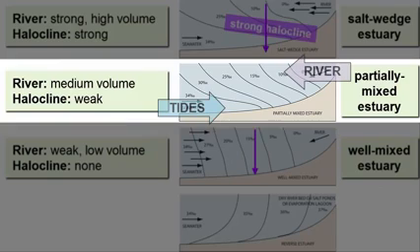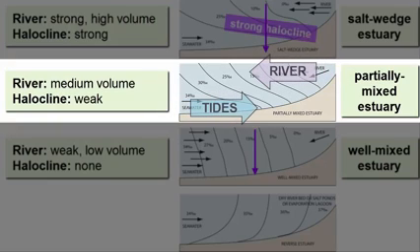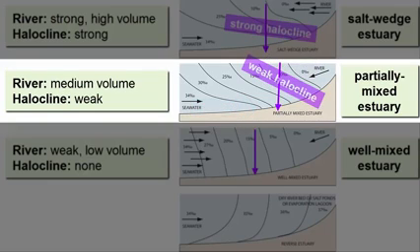In between the two, we have a partially mixed estuary. This happens when the river's volume is moderate and more matched by tidal currents. There's a bit of a wedge and a bit of mixing. Surface waters are fresher than deep waters, but not by the same amount as a salt wedge estuary. A halocline exists, but it's weaker.